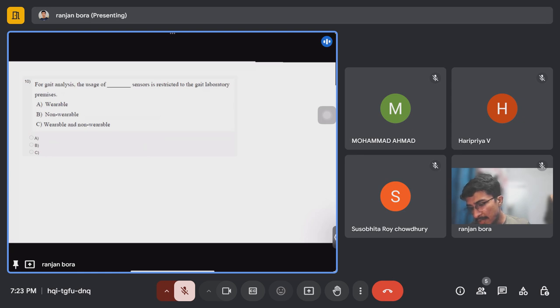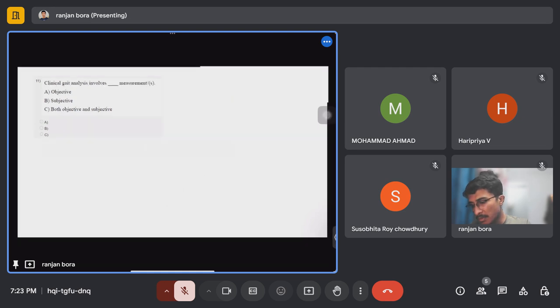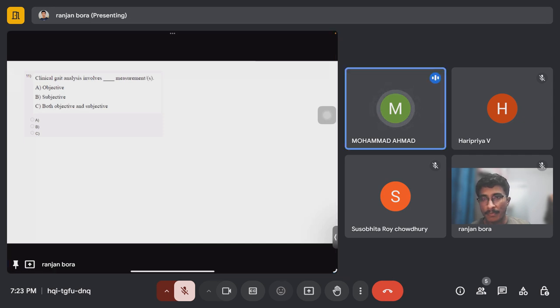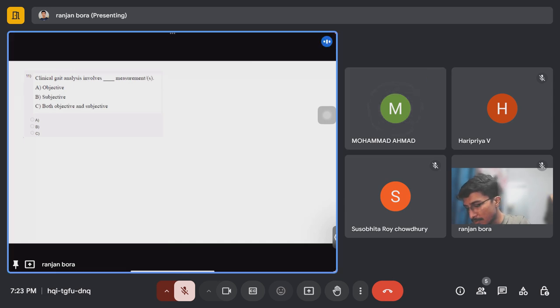For gait analysis, the usage of these sensors is restricted to the gait laboratory premises. Non-wearable. Now, clinical gait analysis involves dash measurements. Both objective and subjective.